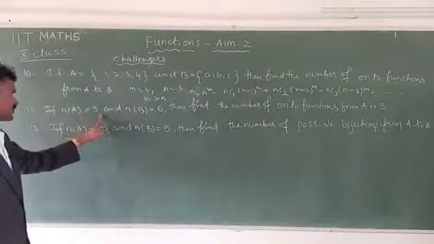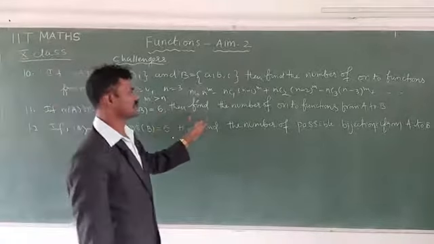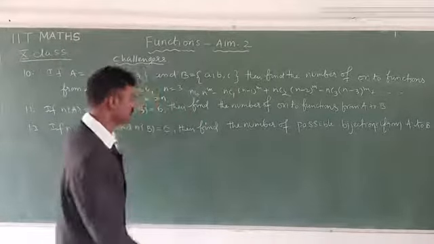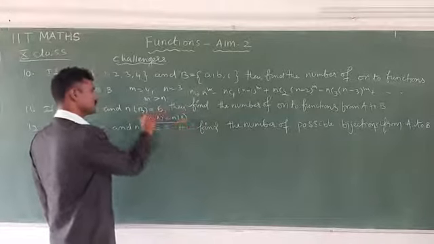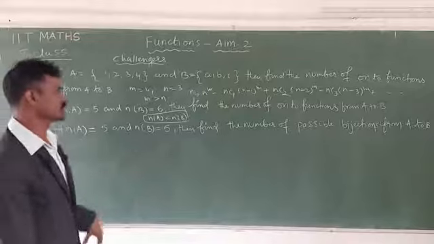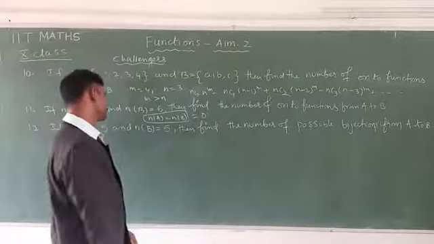Next, see here, the 11th one. If n(A) is equal to 5 and n(B) is equal to 6, then find the number of onto functions from A to B. Here n(A) is less than n(B), so onto functions are not possible. That's why you can simply write 0.